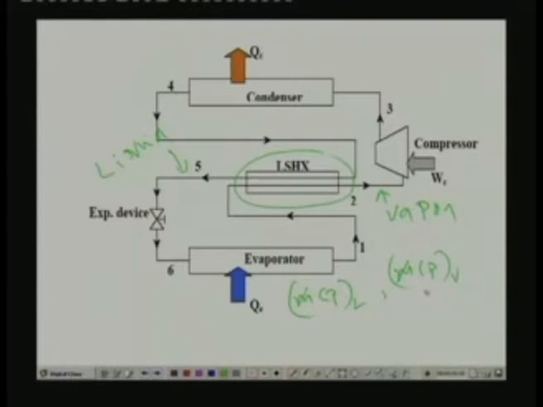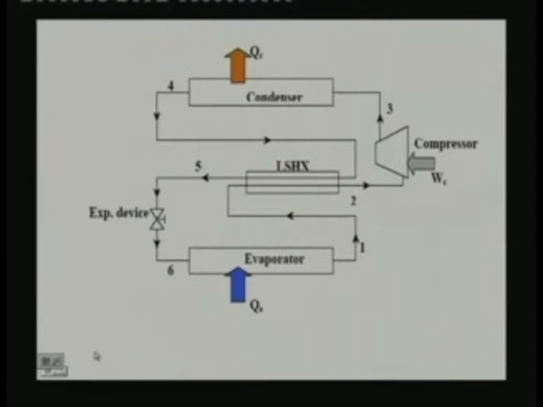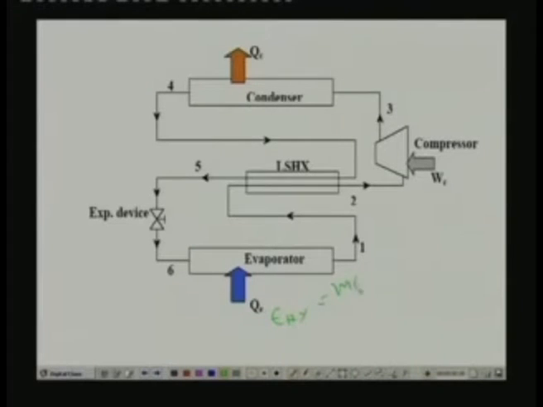So, we can see that the vapor has the minimum MCp, because Cp of vapor is always lower than Cp of liquid. So, as a result, MCp is minimum for the vapor. If this is minimum for vapor, we can define heat exchanger effectiveness as MCp minimum into delta T actual. And what is the delta T actual? Delta T actual is nothing but T2 minus T1, that is the actual temperature change of the vapor, divided by MCp minimum into delta T maximum.